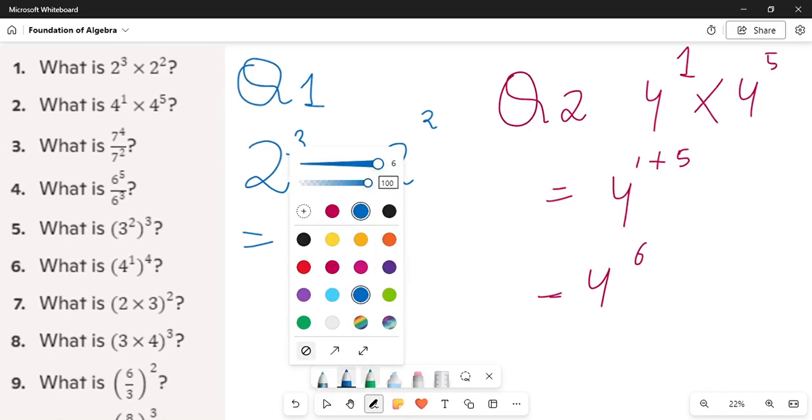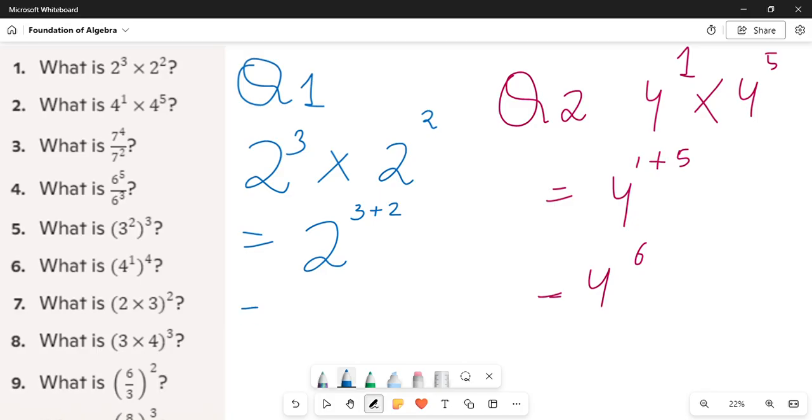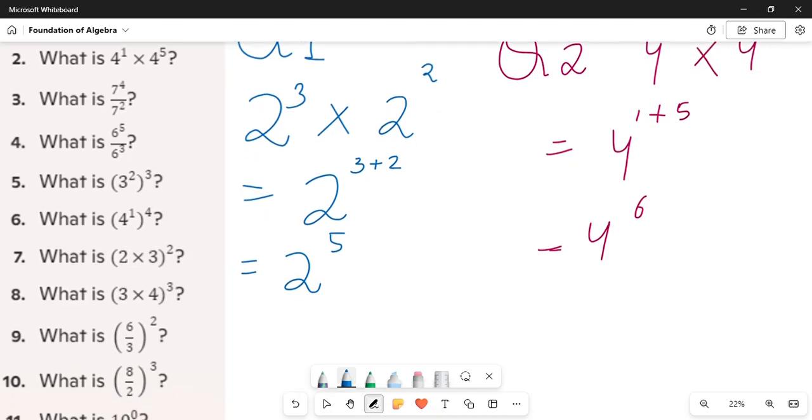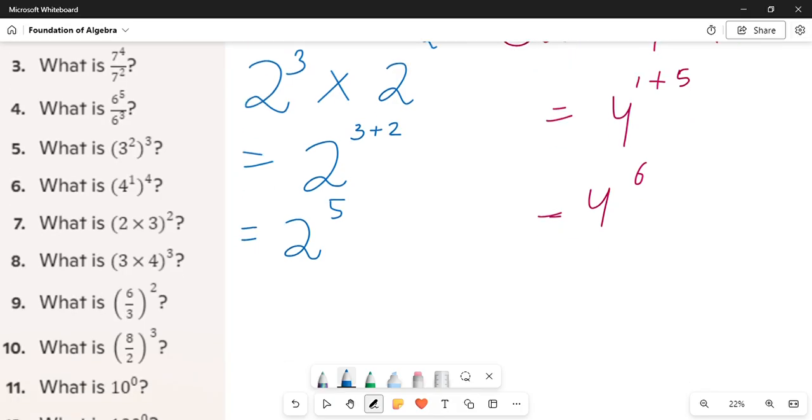So this is equal to 2 to the power of 5. And if the question states to simplify it, then we can also use the calculator to find 2 to the power of 5, which equals 32, which will be our answer in that case. We can also find 4 to the power 6 in the second question, which is 4096.